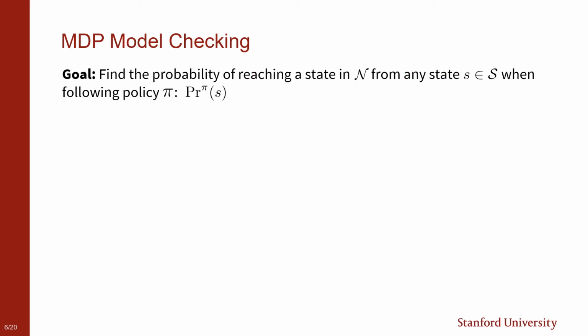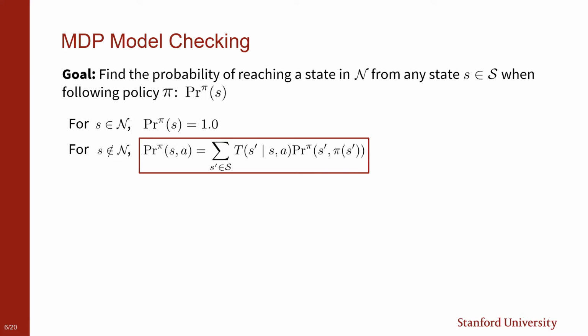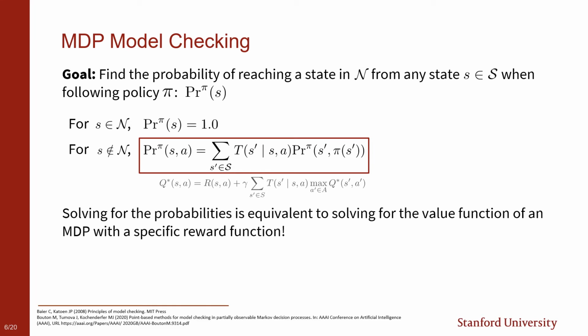So to summarize, our goal is to find the probability of reaching an NMAC state for any state in the state space, given that we follow our neural network policy pi. We'll call this probability PR superscript pi of s. For states in the NMAC region, this probability is simply 1. For states not in the NMAC region, this probability can be calculated using the recursive formula shown here. This formula actually looks a lot like the Bellman equation that we use to solve for the value function of an MDP. And in fact, solving for these probabilities is equivalent to solving for the value function of an MDP with a specific reward function. And so what this means is that we can use traditional dynamic programming methods, such as value iteration, to find these probabilities.